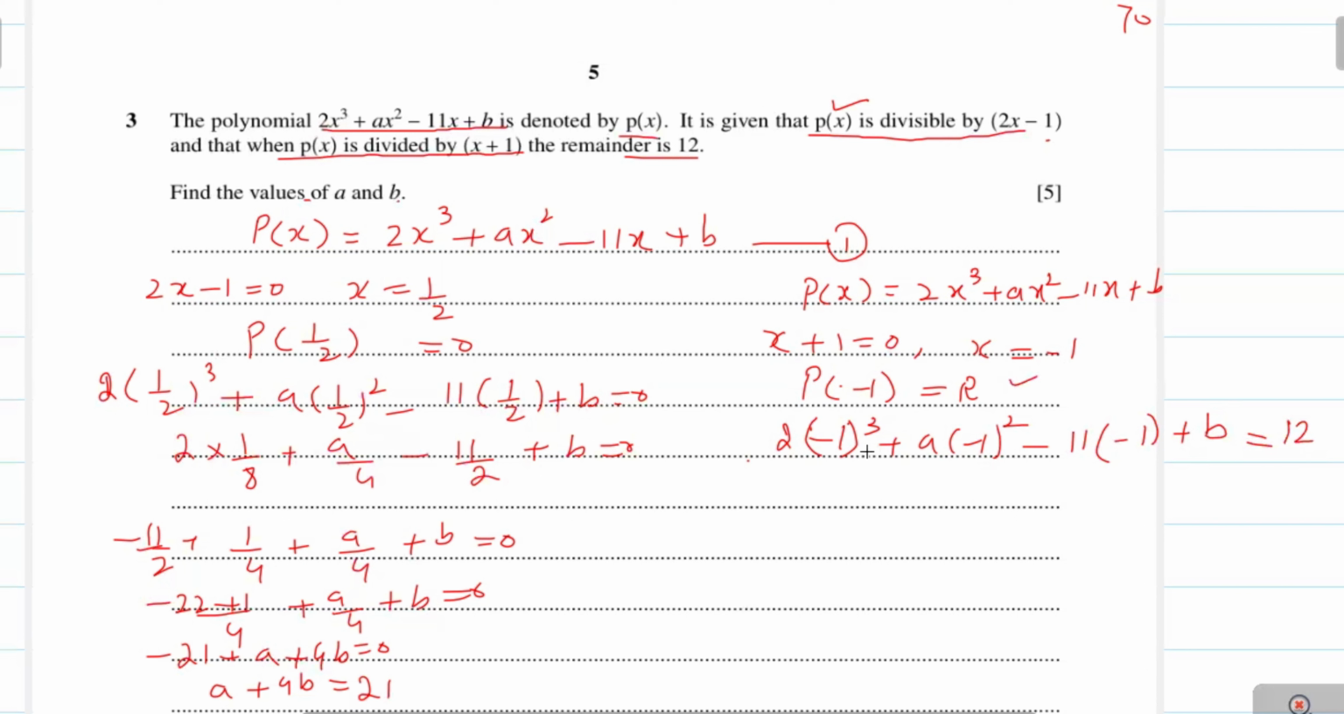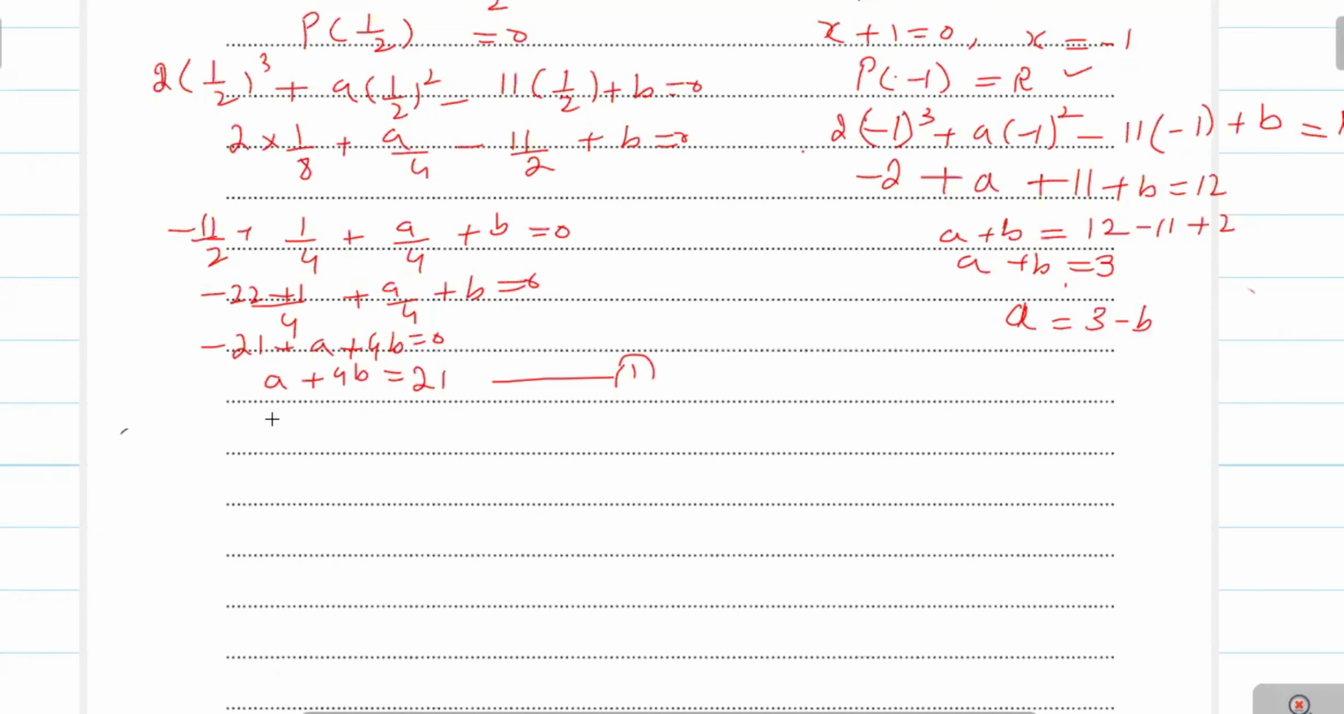We write 12. Now we can write it as minus 1 cube is minus 1, minus 2 plus a plus 11 plus b equal to 12. Now we can write it as a plus b equal to 3. Therefore, a will be equal to 3 minus b, and here a is 3 minus b plus 4b equal to 21. Therefore, 3b equal to 18. Therefore, b equal to 6. Now, the value of a we can find if we substitute in this third equation.